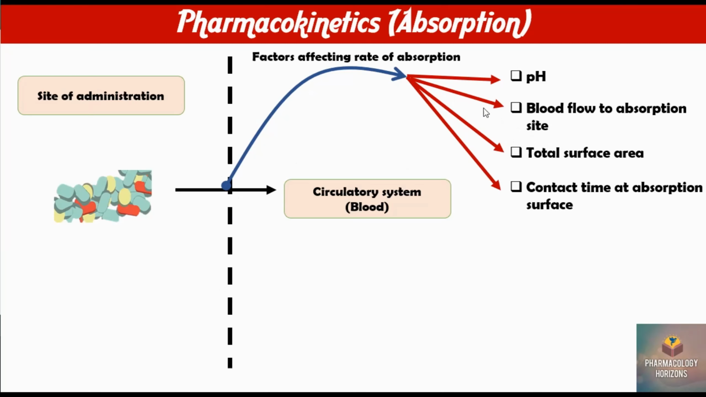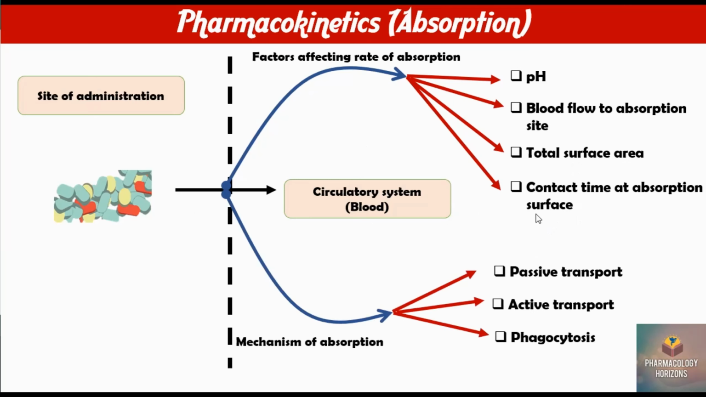Okay, another factor is the blood flow to the absorption site and the total surface area. As the blood flow and the total surface area of the absorptive site increase, the rate of absorption of the drug from this site will increase. Also, contact time at the absorption surface. As the time increases, the amount of the drug absorbed will also increase. Mechanisms of absorption are variable and include all types of transport you have studied in physiology, like active transport, passive transport, and phagocytosis also.